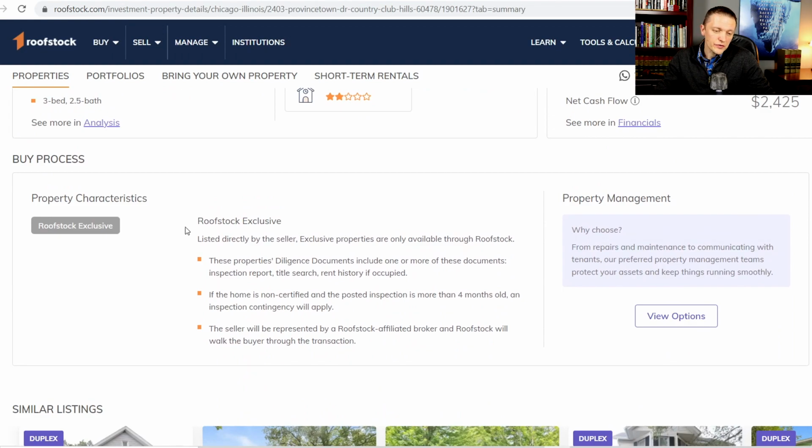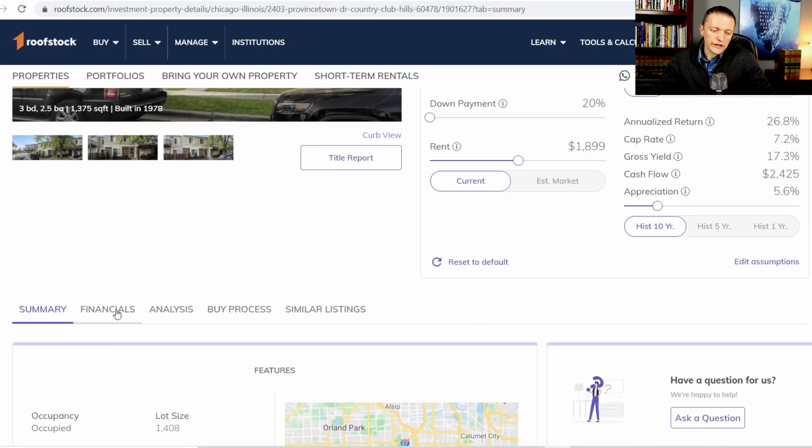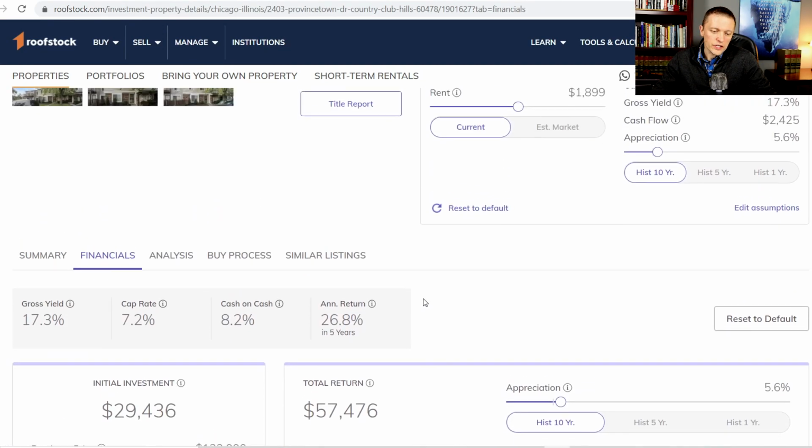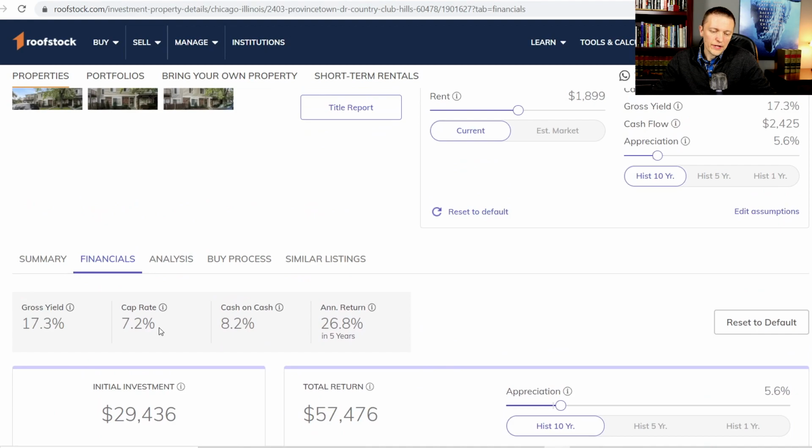Under property characteristics, this is a Roofstock exclusive property. So again, same thing. You're not competing against the masses. This property is not on the MLS, which is a good thing. And let's go and look at the financials. So with the current assumptions, we can see that the cap rate is at 7.2%. The cash on cash return is at 8.2%, and the annual return is 26.8% over the course of 5 years.